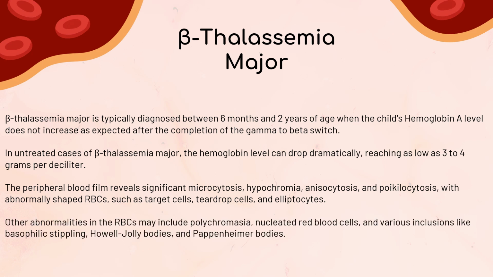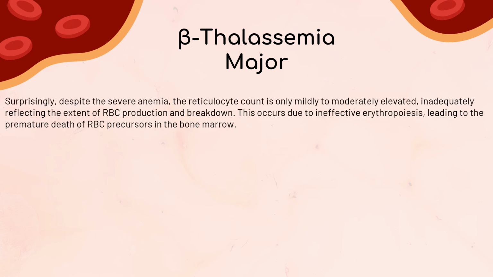Other abnormalities in the RBCs may include polychromasia, nucleated red blood cells, and various inclusions like basophilic stippling, Howell-Jolly bodies, and Pappenheimer bodies. Surprisingly, despite the severe anemia, the reticulocyte count is only mildly to moderately elevated, inadequately reflecting the extent of RBC production and breakdown. This occurs due to ineffective erythropoiesis, leading to the premature death of RBC precursors in the bone marrow.